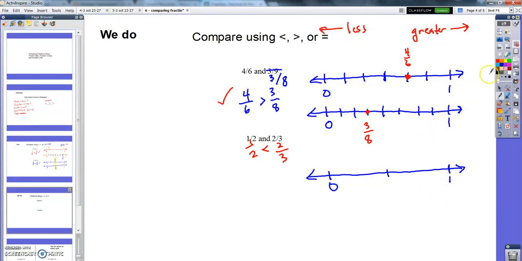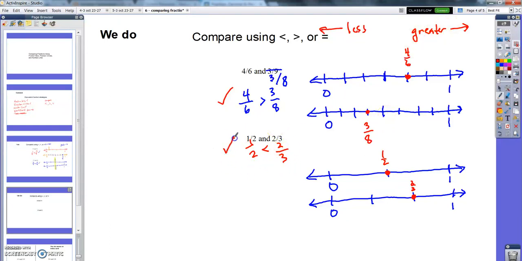One half is there. And 2/3. Remember, when you do number lines, you got to line up your zeros and ones. You want to be as precise as possible, because if they're really close, you want to make sure your drawings are accurate enough that you can tell where you should be. So thirds, I've got to divide it into 3 even parts. 1, 2, 3 look pretty even. And 2/3 is this one. And I can tell 2/3 is to the right of 1/2. So, and that's the greater direction, so 2/3 is greater.